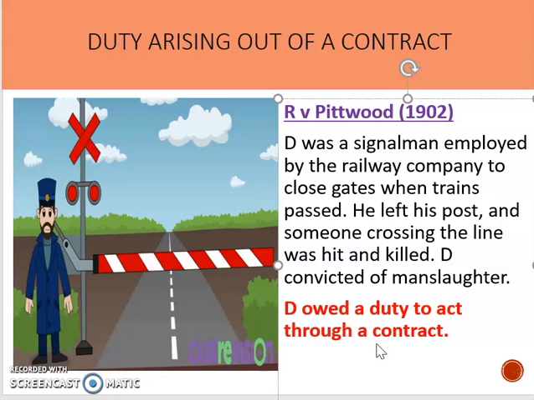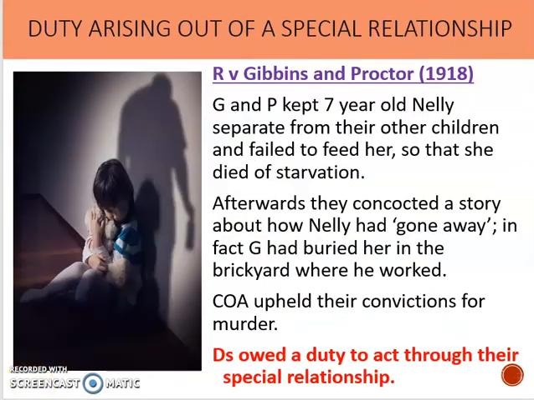In one of the examples I gave you earlier on, if I saw a man drowning and I just walked past, I'm not going to be guilty of an offence. However, a lifeguard couldn't walk away without trying to help them because they would have a duty through a contract. The second exception to the rule is duty arising out of a special relationship.